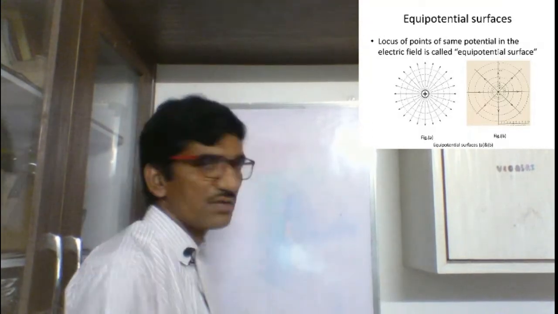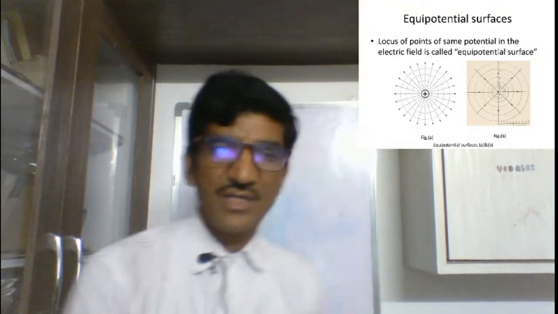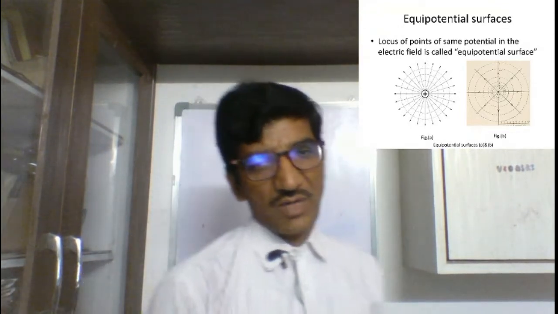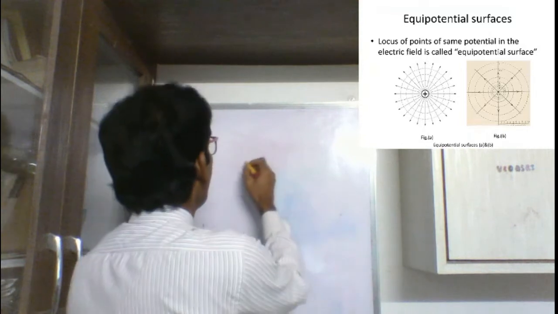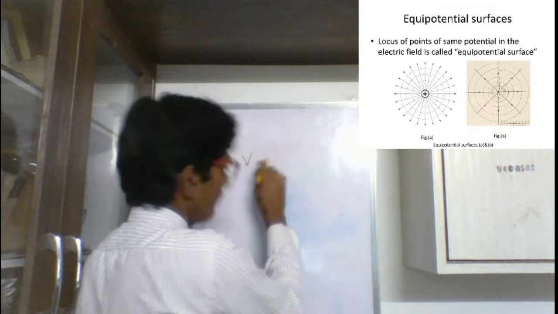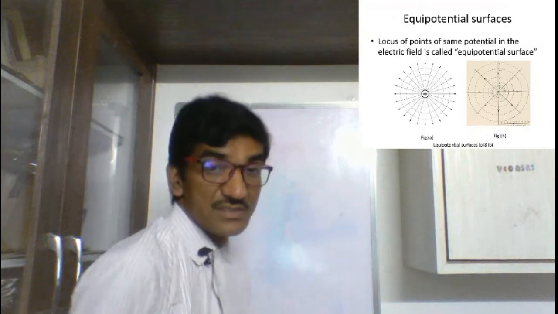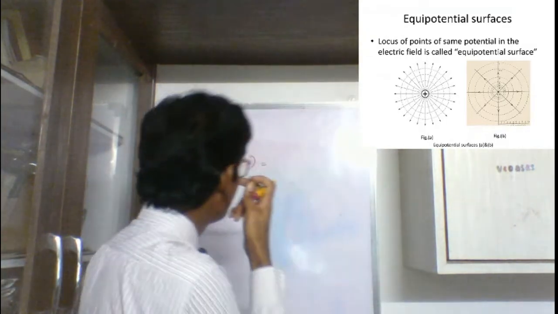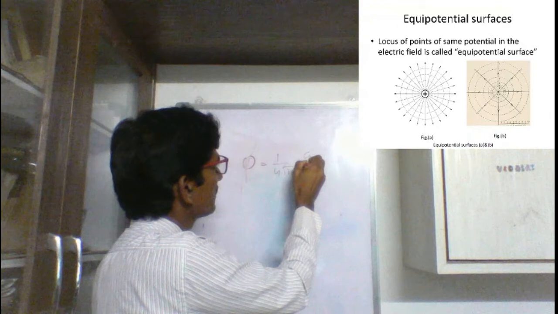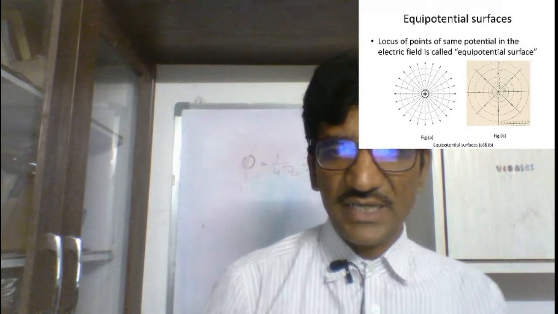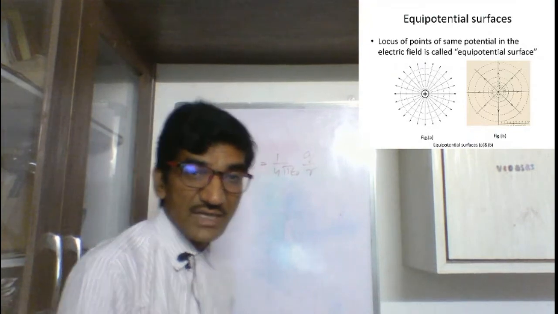We also wrote the formula for the electric potential of a point charge. For the electric field, we have one formula, and we write a similar formula for electric potential. We denoted this electric potential by phi in the previous class. This phi is equal to 1 by 4 pi epsilon naught, q by r. So what is the difference between this formula and the formula for the electric field at the same point?